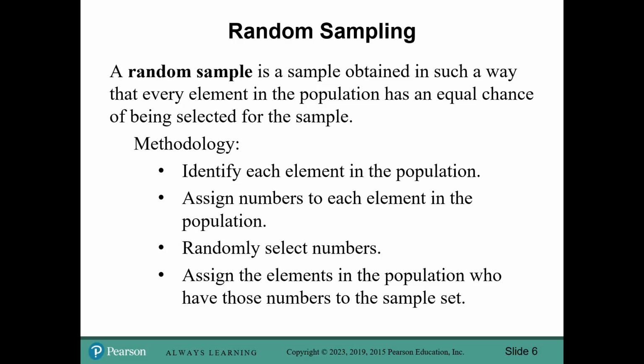We can identify each element in the population, assign numbers to each element, randomly select numbers, and then assign the elements in the population who have those numbers to the sample set. A lot of people call this picking a name out of a hat. Identify every citizen in the city, write their name down on a piece of paper, throw it into a hat, and pull out however many. That way, every single person in that hat has an equal chance of being pulled out.